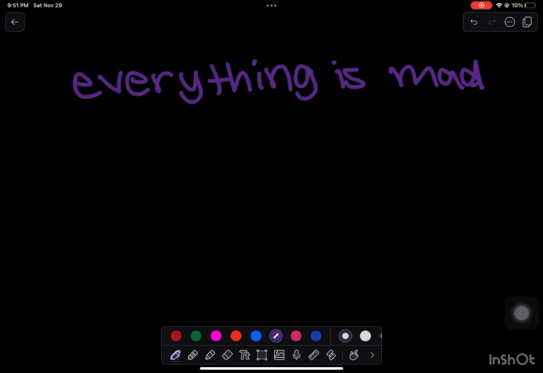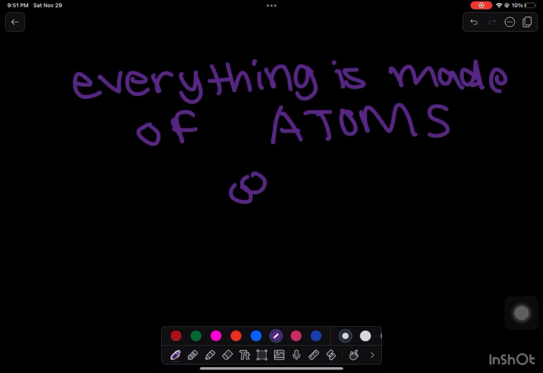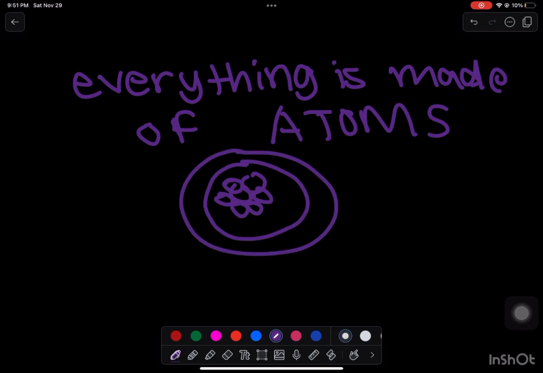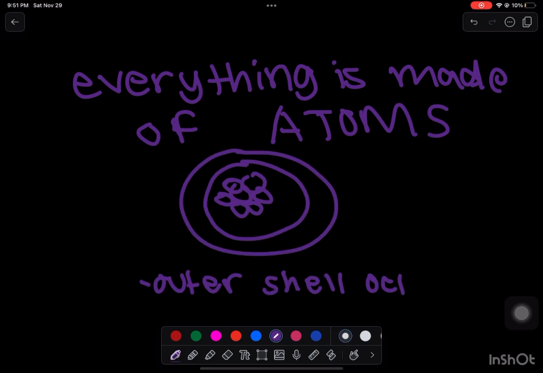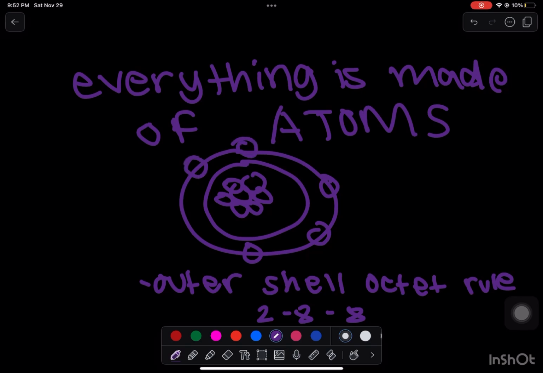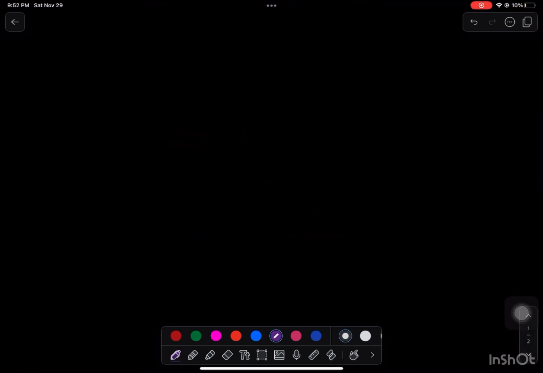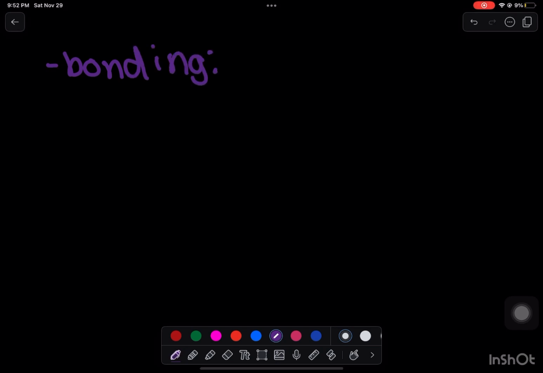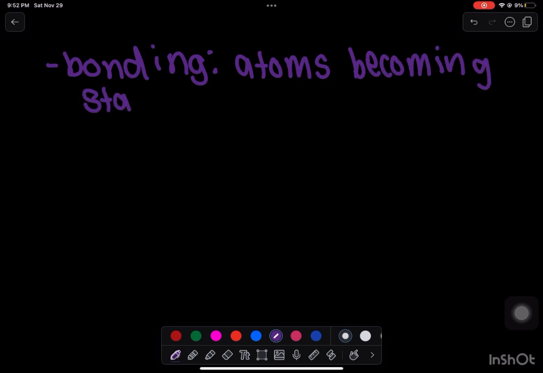Everything in our life is made of matter, and this matter is made of atoms. These atoms have protons and neutrons stuck in the nucleus, and electrons which are surrounding the nucleus. The outer shell has valence electrons, with an octet of 2-8-8, because atoms want stability. For many atoms, stability means having a full outer shell, which is basically the 2-8-8 structure. Then there's bonding, which is how atoms connect with each other. We'll learn about 3 different types of bonding, but one of them has a lot of subcategories, like hydrogen bonds and van der Waals forces.